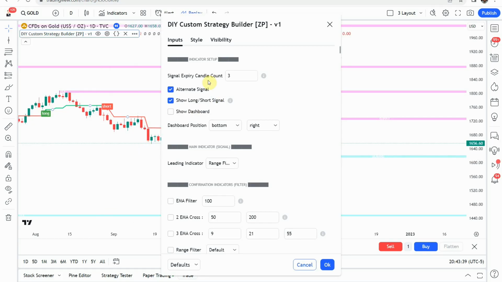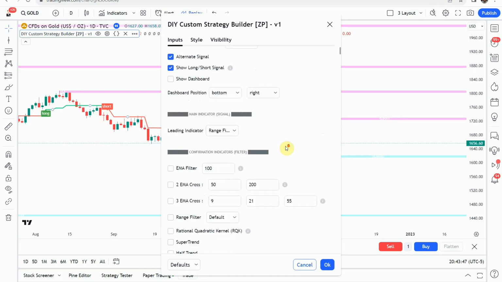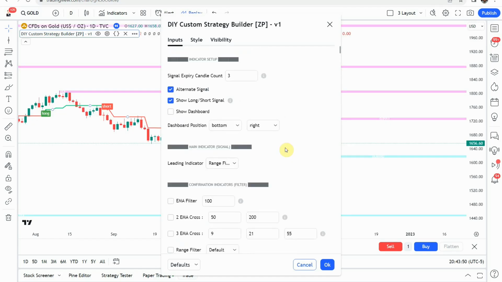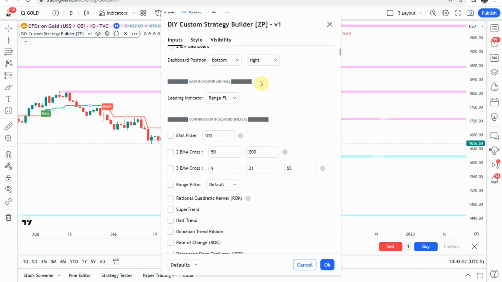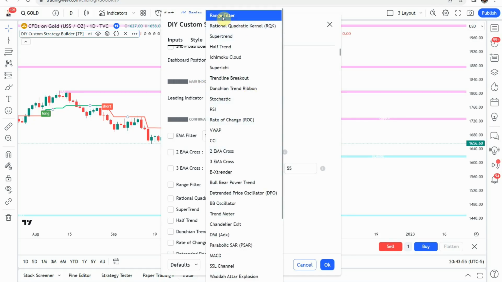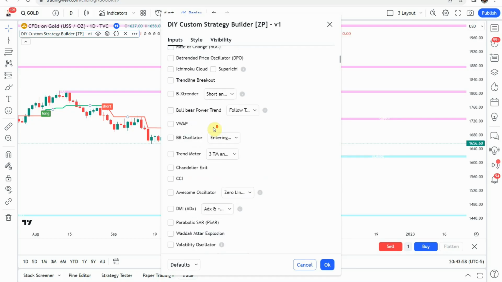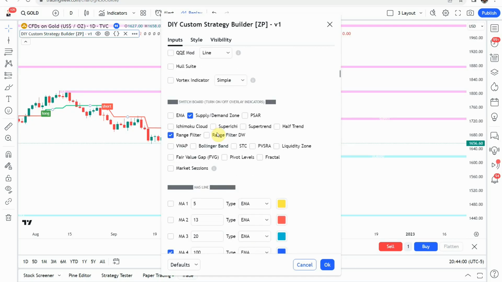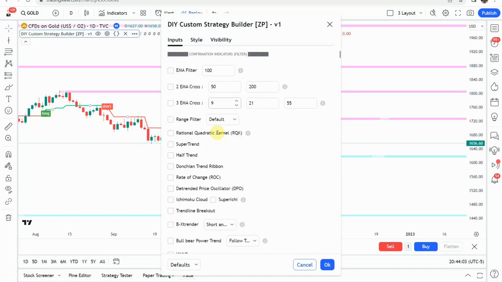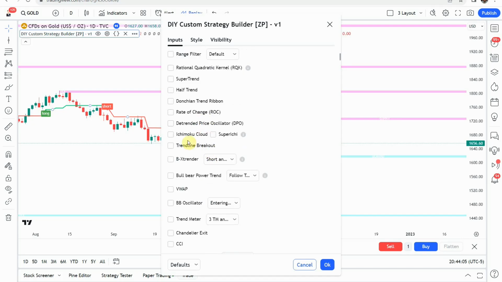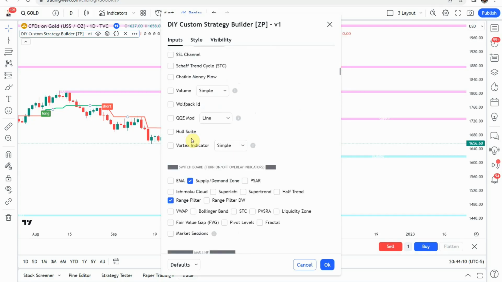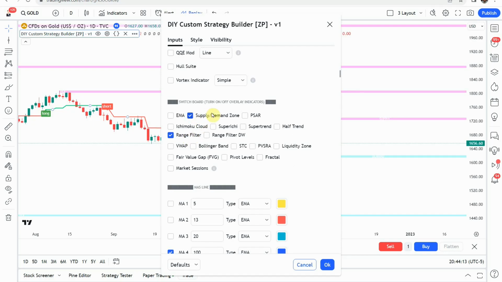The source video had it on the daily time frame and on the chart of gold. So the setup on the indicator itself: for the main indicator, they had that set to the range filter. And as far as a confirmation indicator goes, they did not actually apply one. What they did was keep the supply and demand zones checked.